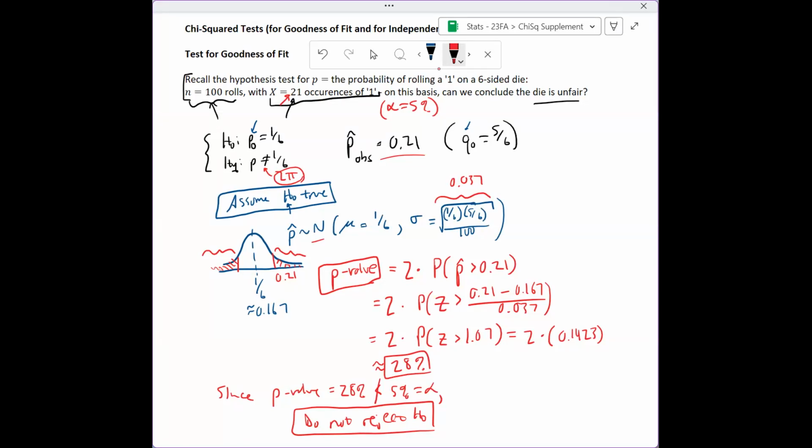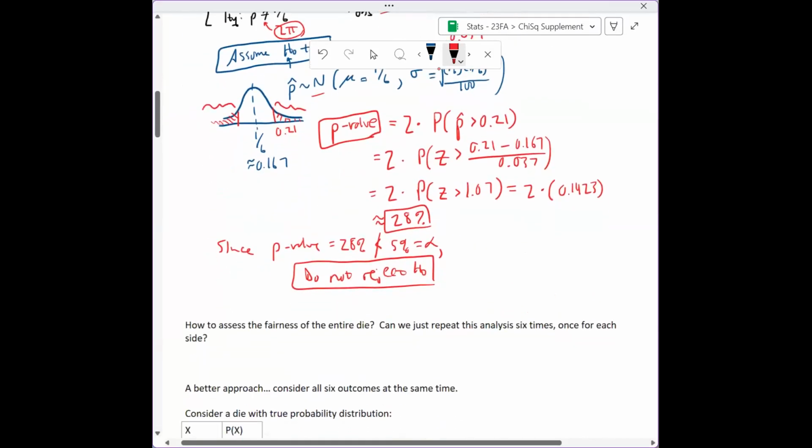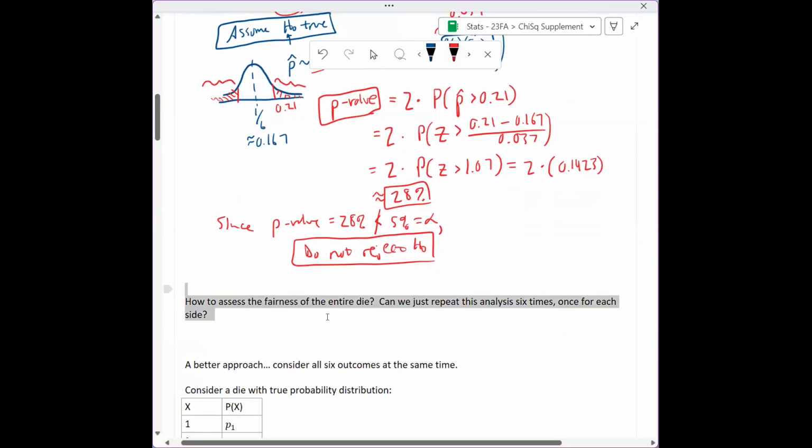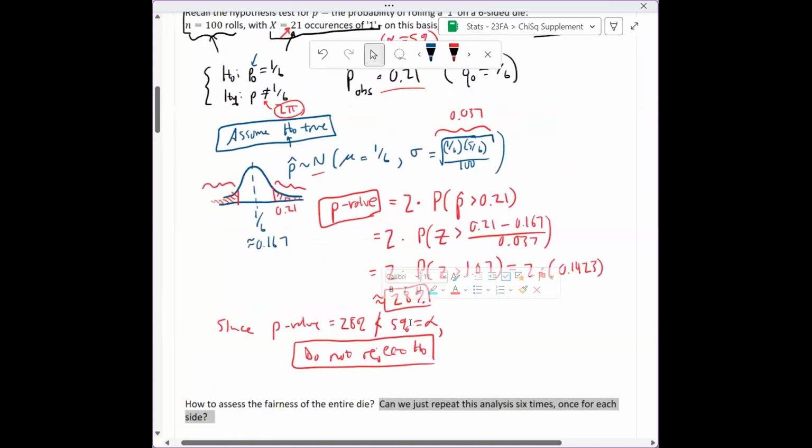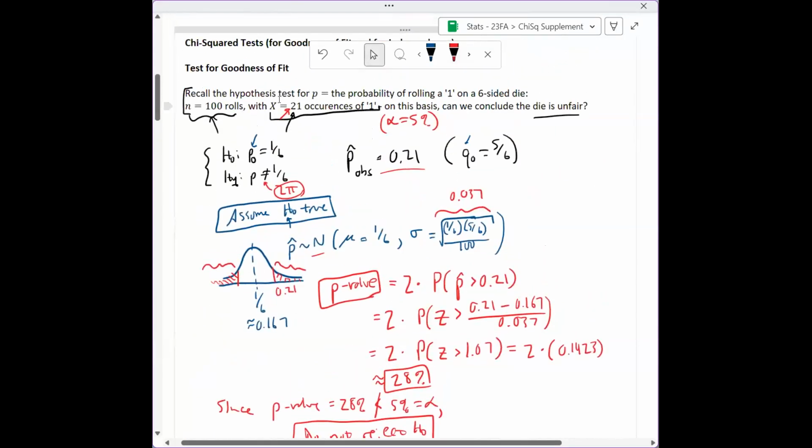So how do we expand this idea so that we can look at all the numbers on the die? How do we assess the entire die's fairness? One thing we might think is, maybe I could just do a hypothesis test just like this, but do it once for the 1s, and then go back and do it for the 2s, figure out how many 2s I ended up rolling on this sample of size 100, and run the hypothesis test again, and do it for 3, 4, 5, 6. I could just do 6 of these hypothesis tests with the different values for X corresponding to which number on the die I'm looking at.